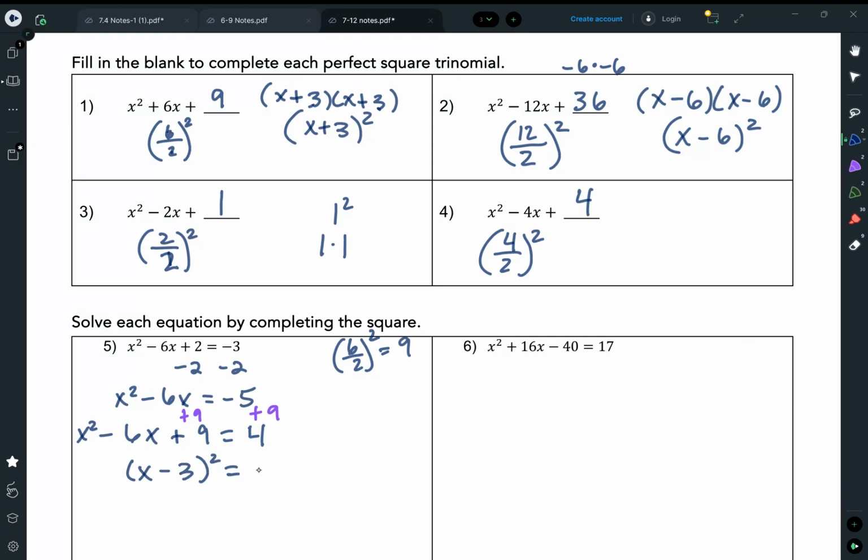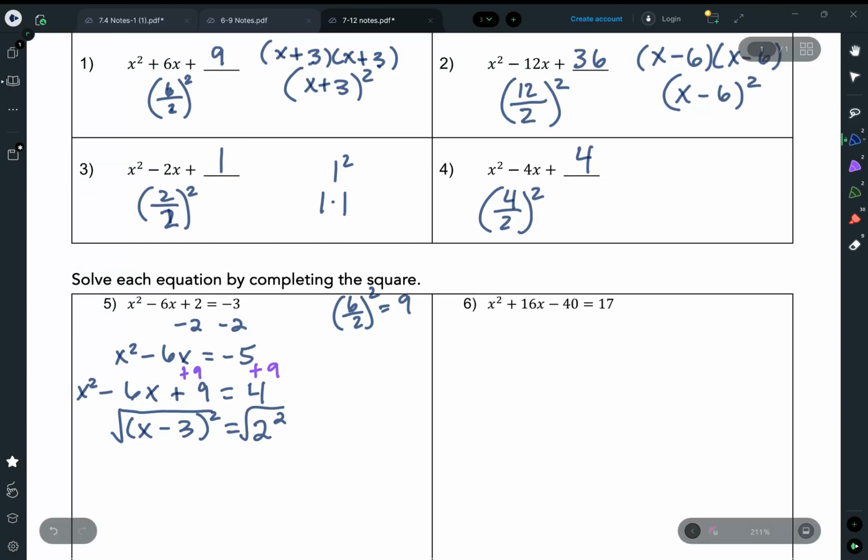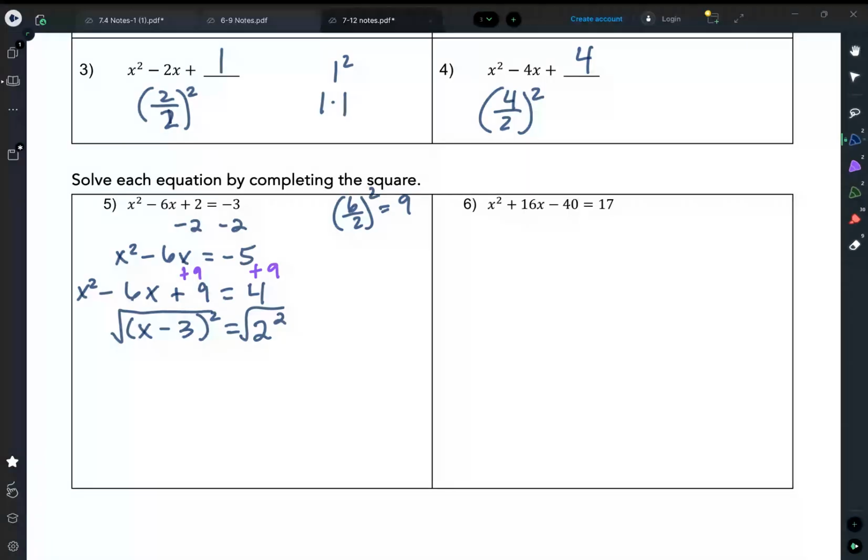And then I could even write the 4 as 2 squared if I want. Now that I have it set up as a perfect square, I'm going to take a square root on both sides. When I have an x inside my square root, remember I have to have an absolute value. And then the square and the root over here, it's just a constant, so it's just 2.